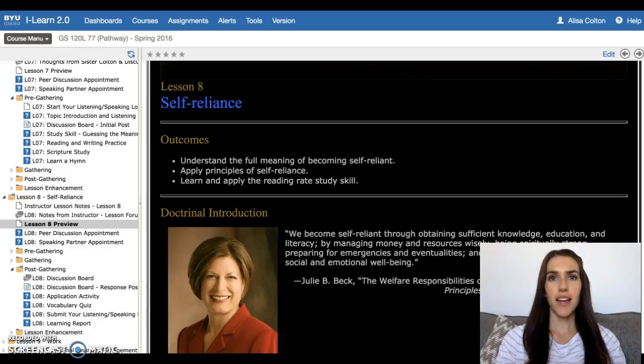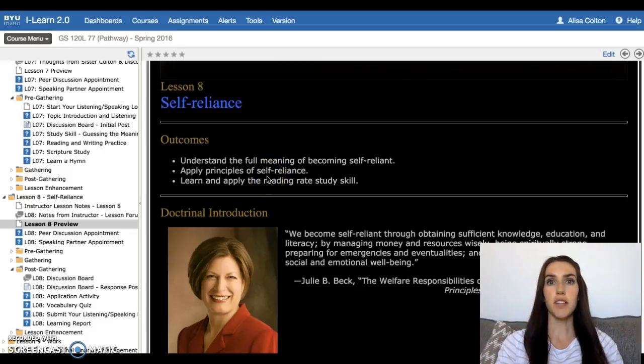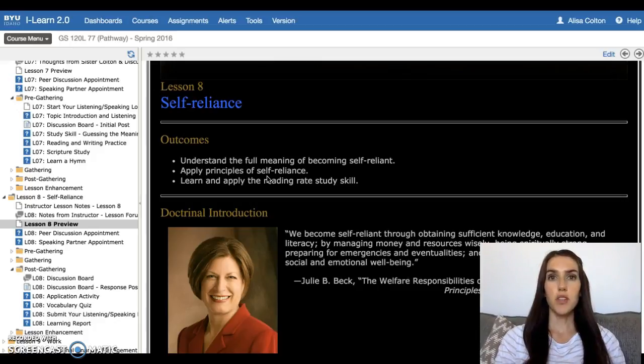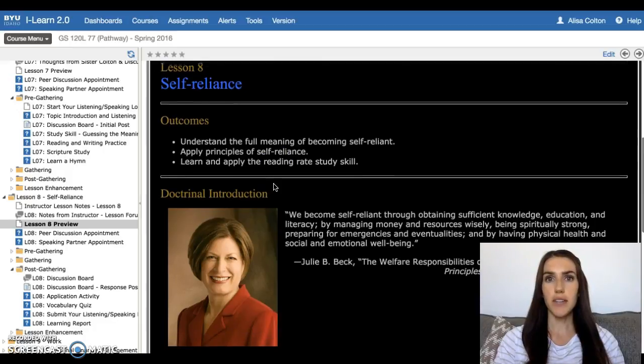I hope you have had a good past week and are ready to learn and grow some more. So we will have self-reliance as our topic, so you'll see here our objectives: to understand the meaning of what it means to be self-reliant and then to be able to apply the principles of self-reliance, so use self-reliance in our life. And the third one is a study skill of reading rate, so the speed at which you read.